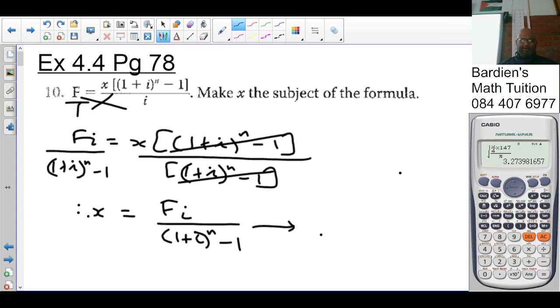People, first steps first, still the same thing. So if F is equal to x into 1 plus i to the n minus 1, how do I get x on its own? Divide by that bracket, 1 plus i to the n minus 1 both sides. Do I need a bracket around that? No. So therefore x is equal to Fi over 1 plus i to the n minus 1.